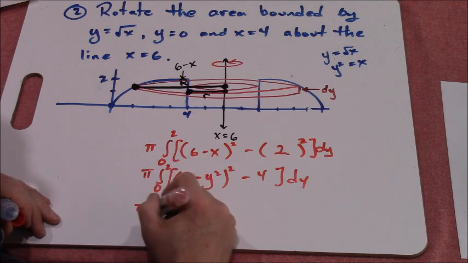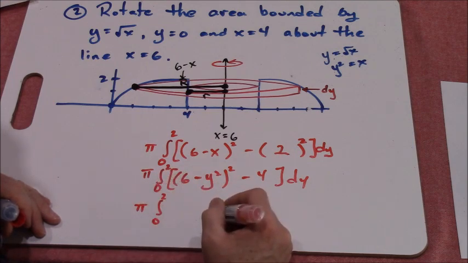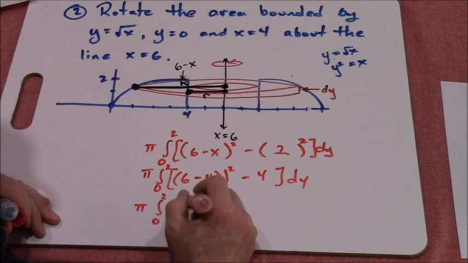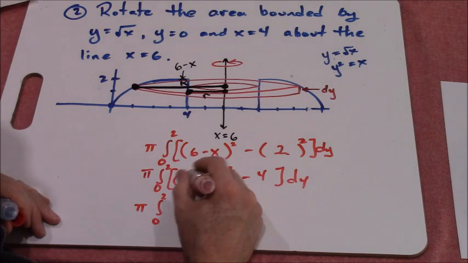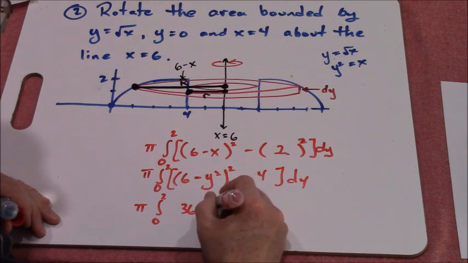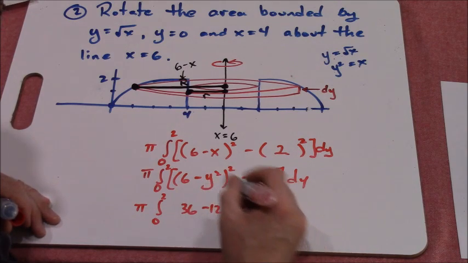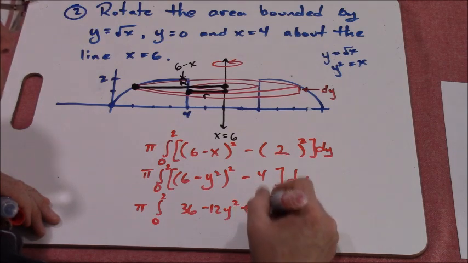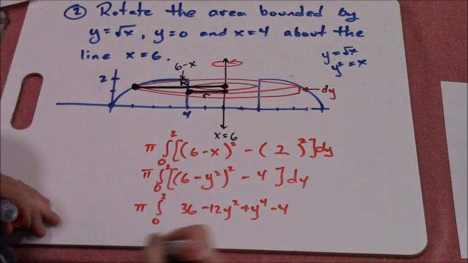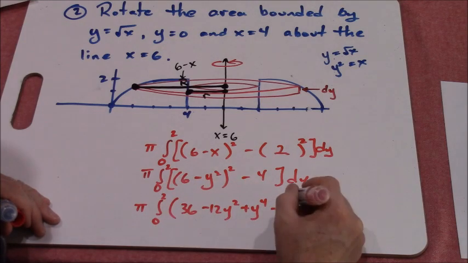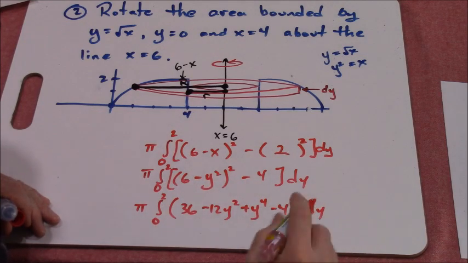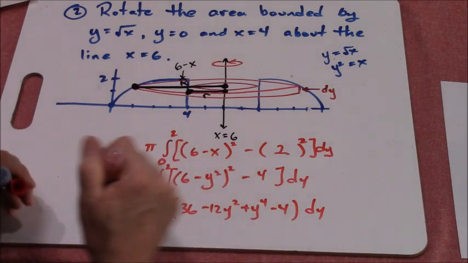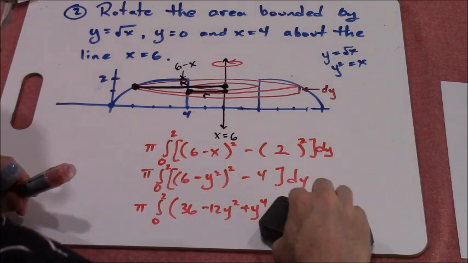So pi times the integral from 0 to 2. Square the first term, you get 36. Multiply the 2 and double it, that would be a negative 6y squared. Double that, you get a negative 12y squared. And then you square the last term and you get a positive y to the 4th, minus 4. So I have enough space here, I'm just going to say 36 minus 4, that's 32.